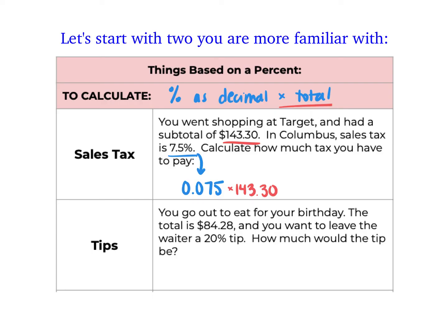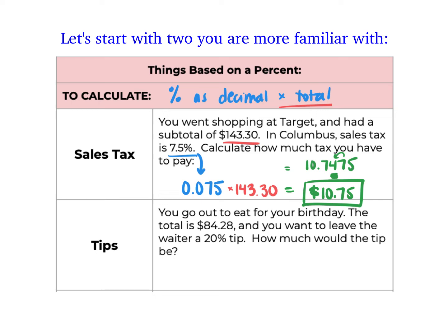So if we do that calculation, we get a pretty long answer. We get 10.7475. But if we think about it, this is money. So money, we would round to 2 decimal places. So since that third number is a 7, we would round up to get $10.75 of tax.